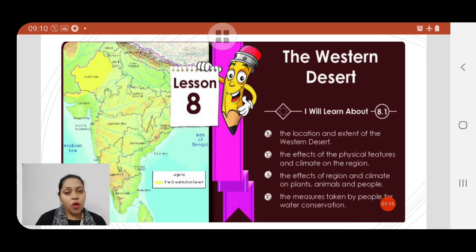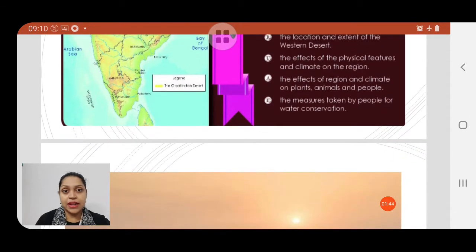So what are the objectives of the lesson? What we learn in this lesson? It's given there. Number 1, the location and extent of the Western Desert. Number 2, the effects of the physical features and climate on the region. Number 3, the effects of region and climate on plants, animals and people. And lastly, the measures taken by people for water conservation. So let's proceed.